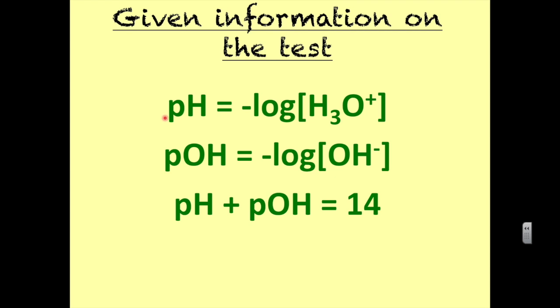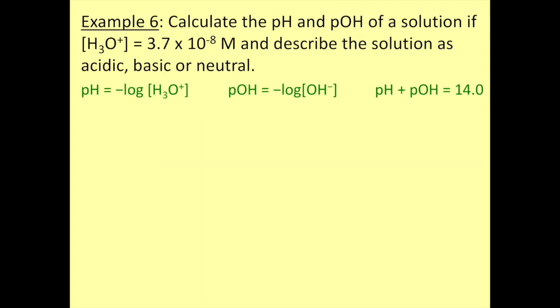Now, you may have noticed, the P actually means a mathematical calculation of negative log. So if it's pH, it's the negative log of H. If it's the pOH, it's the negative log of OH. Okay, that's what the P means. P means negative log. Example number 6 in your notes says to calculate the pH and the pOH of a solution if the hydronium concentration is 3.7 times 10 to the minus 8 molar and describe the solution as acidic, basic, or neutral.